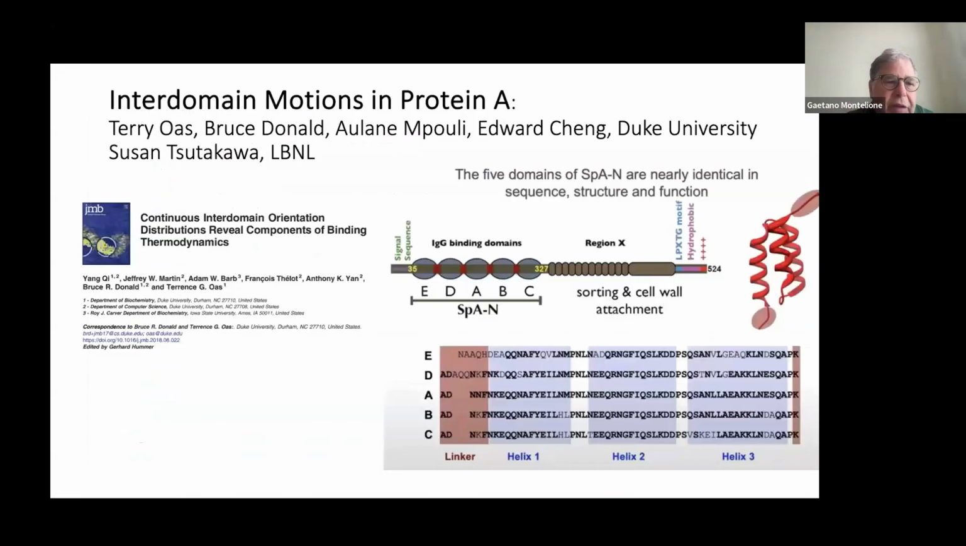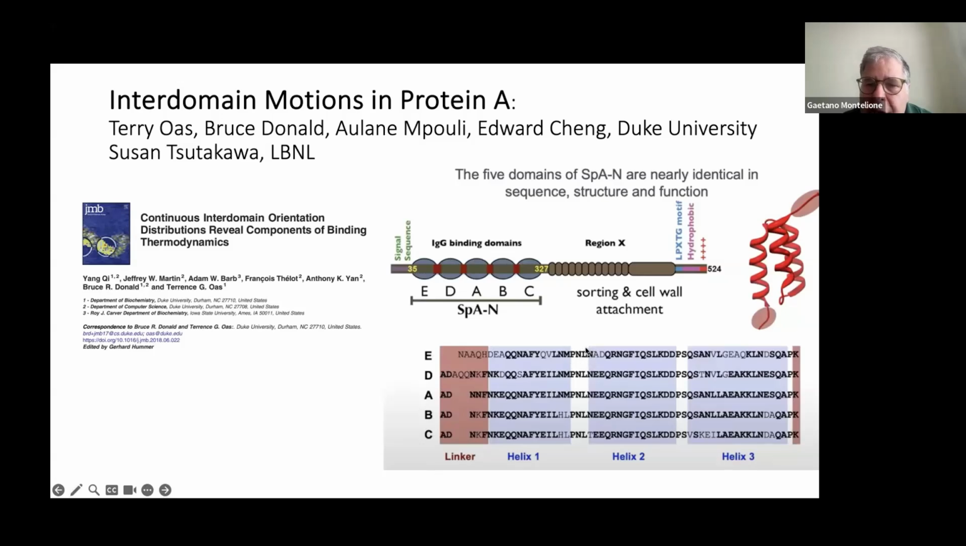We also have another kind of experiment going on, and it's one that was proposed by Terry Ois, who's on the call, and Bruce Donald and their team. And this is an experiment really focused on the question of intrinsically disordered regions, and specifically intrinsically disordered regions that are between domains, interdomain regions. And so this is the protein A of staph nuclease. And protein A has 5 domains, and these domains are highly homologous and very similar structures to one another. And the domains A, B, C, D, and E are connected by short linkers.